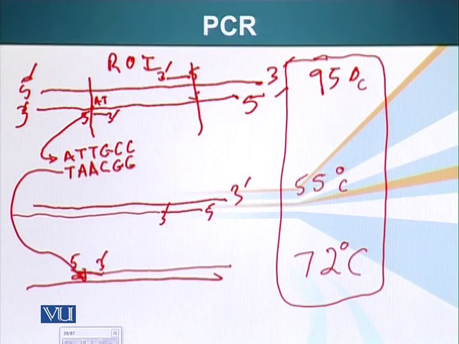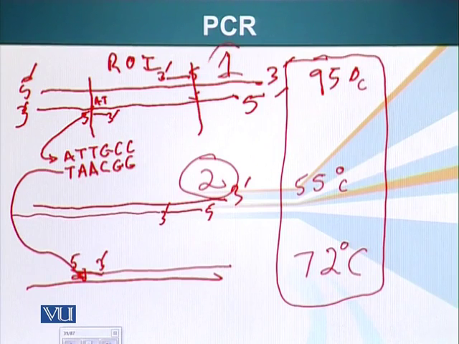This is about the range of the temperatures. So we started with one DNA molecule. After one step, we ended up with 2 DNA molecules.